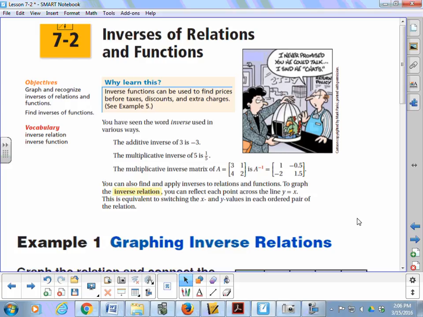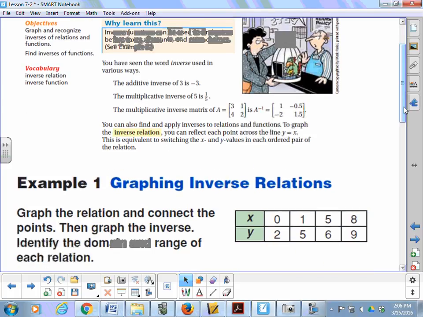So types of inverses that you've looked at before is the additive inverse. So the inverse of 3 is negative 3. Those are additive inverses because they're opposites. If I add them together, I get 0. Multiplicative inverse, if I multiply two numbers together, then they equal 1. That would be the multiplicative inverse, like 5 and 1/5, or 2/3 and 3/2. You might have looked at the multiplicative inverse for matrices. All right? We might have done a little bit of that.